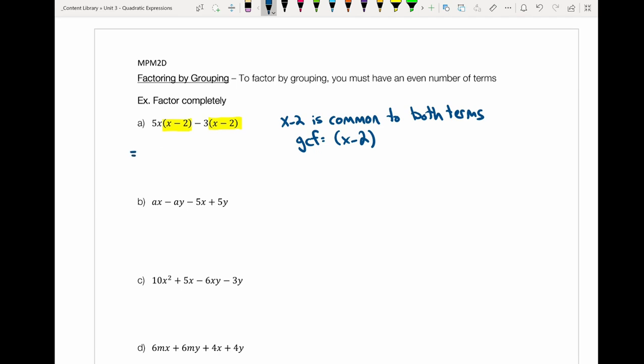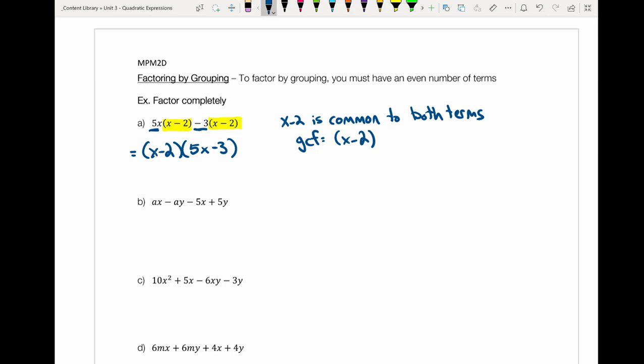So if I take x minus 2 out and put that in front, what remains? Or if I divide it out, what remains? In this case, an easy way to do it is to see what is left. I have 5x and I have minus 3. So that is all that's remaining inside the bracket. So this is my factored form now.